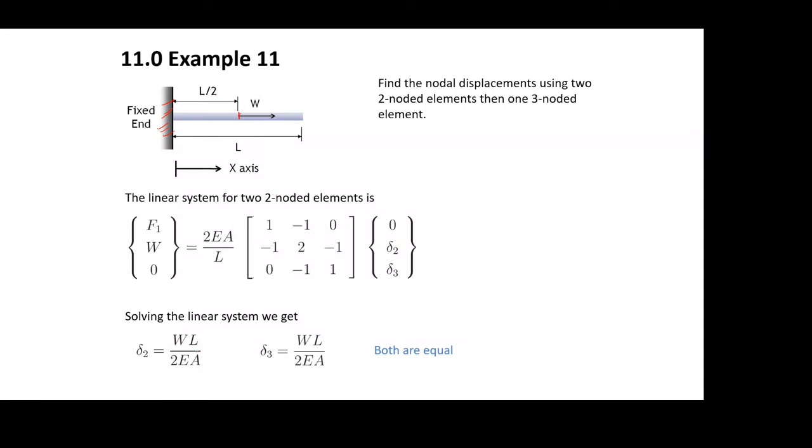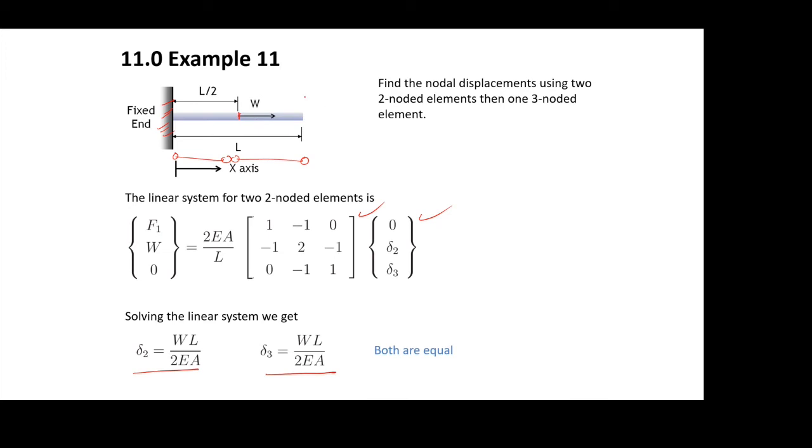I solved this problem using the two-noded elements. So I needed two two-noded elements. This is element number 1 and this is element number 2. I did the full solution of this problem. You can see here the stiffness matrix, and you can see the displacement vector. You carry on, solve this, and you get this displacement at the second node and this displacement at the third node. This is what you get from solving this problem.